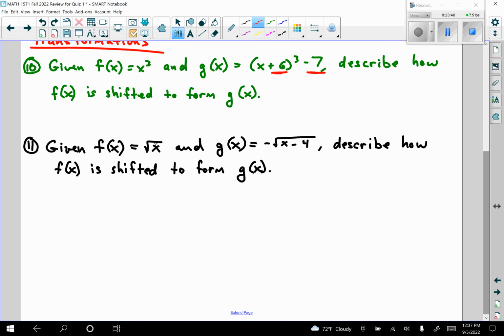For 11, we have a radical x as our parent graph. So like the plus 6 up here, we are shifting 4 units. It's a horizontal shift. It's opposite, so 4 units to the right. And then because we have this negative sign out in front, that's going to flip or take the opposite y value, so it's really a reflection over the x-axis.